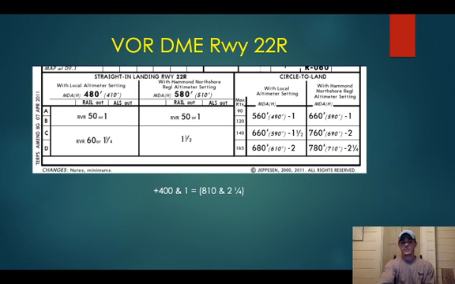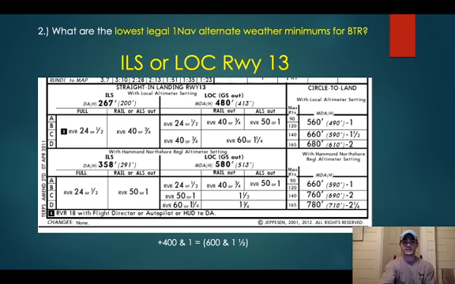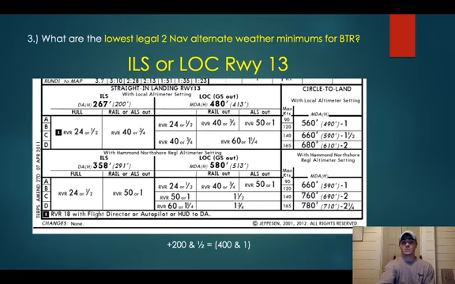Of these, we need to pick the lowest one, and that's the one we're going to use for our 1nav method, and then we compare that to our Liberty Airline FOM and see if we can fly it. So 600 and 1.5. Unfortunately, that's not going to make the cut, because our Liberty Airline FOM says that we have to have 500 feet and 1 mile of visibility in order to fly the approach. So that being the case, we're going to have to move on to our lowest legal 2nav alternate weather minimum for Baton Rouge. The ILS localizer runway 13 is what we're starting with here.